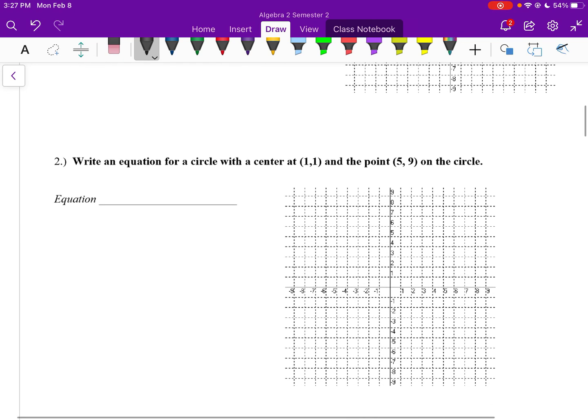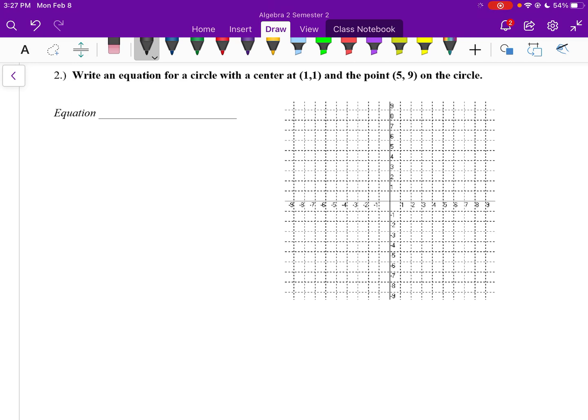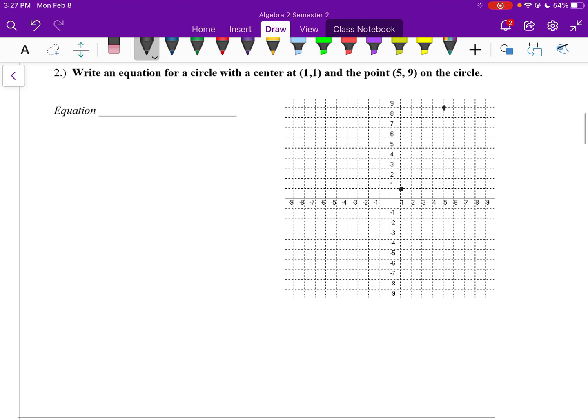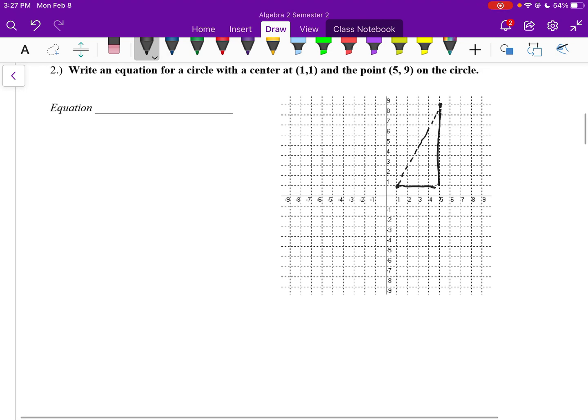Okay, writing the equation of a circle now. Our goal is just to write the equation. The coordinate plane there is just to help us get a visual. So we got a center at 1, 1 and a point of 5, 9. Remember, we can create a right triangle and we need to figure out that r. So you can use the Pythagorean theorem. You got a distance of 4 there and a distance of 8 there.